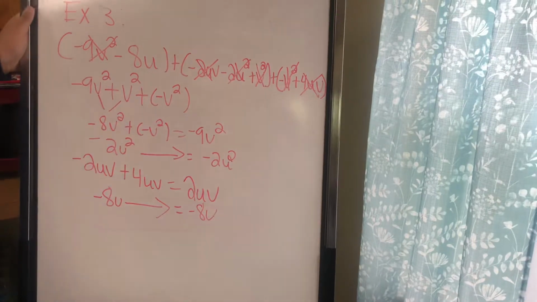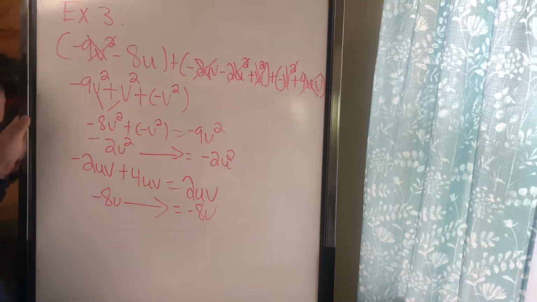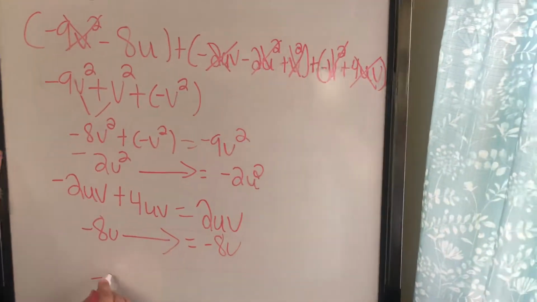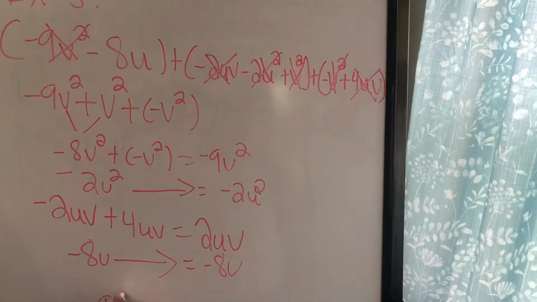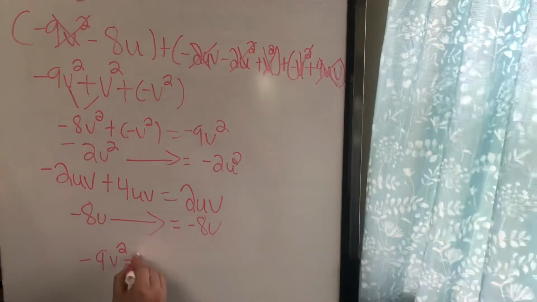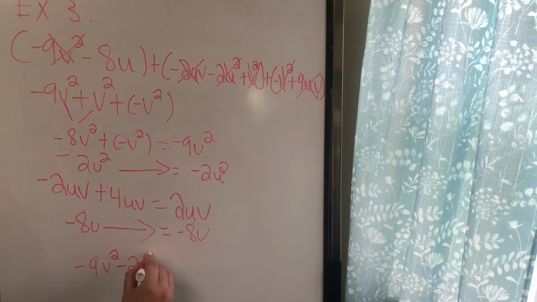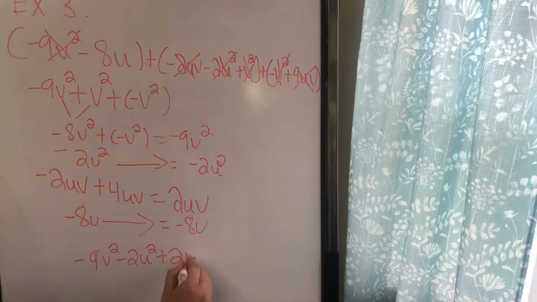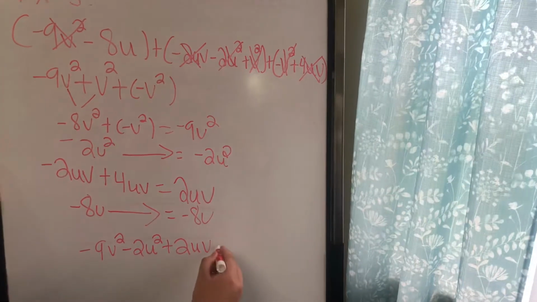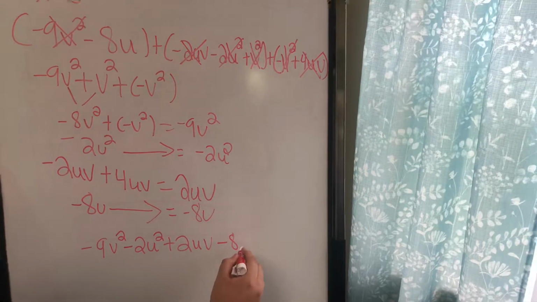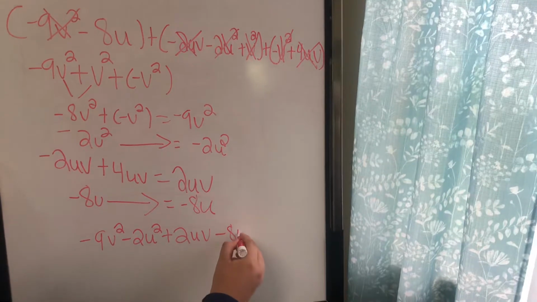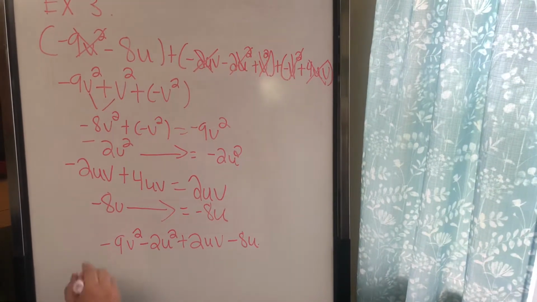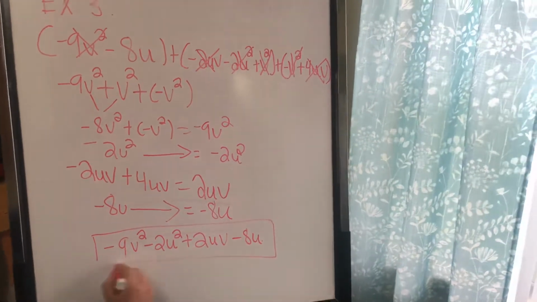We combine all of this together, and my final answer is going to be negative 9v squared minus 2u squared. It's positive, so plus 2uv minus 8u. If anything, guys, pardon me, sometimes my u's look like v's or vice versa, but hopefully there's no problems with this.